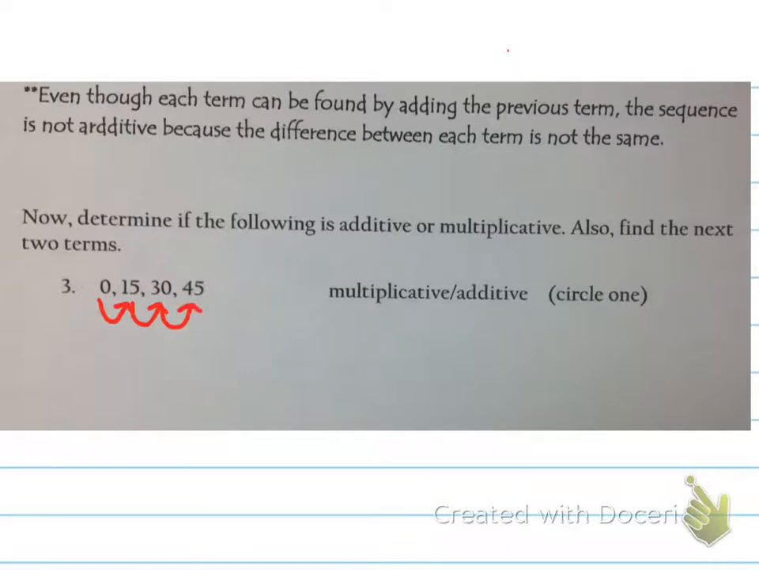I would like to see, how do I get from 0 to 15? Well, that's by adding 15. I cannot multiply 0 by anything to get to 15 because anything times 0 is 0. Therefore, this is going to be an additive.